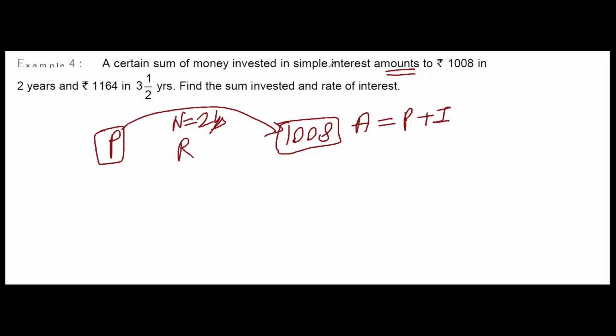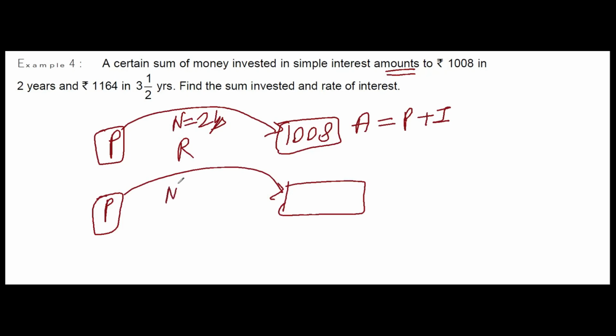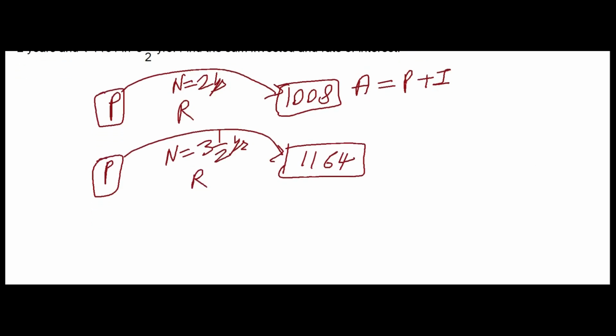Now a certain sum of money invested in simple interest amounts to 1008 in 2 years and 1164 in 3.5 years. Means the same principal is invested for 3.5 years, and I'm getting amount as 1164. Okay, rate I don't know. So I need to find what? Sum invested and the rate of interest.